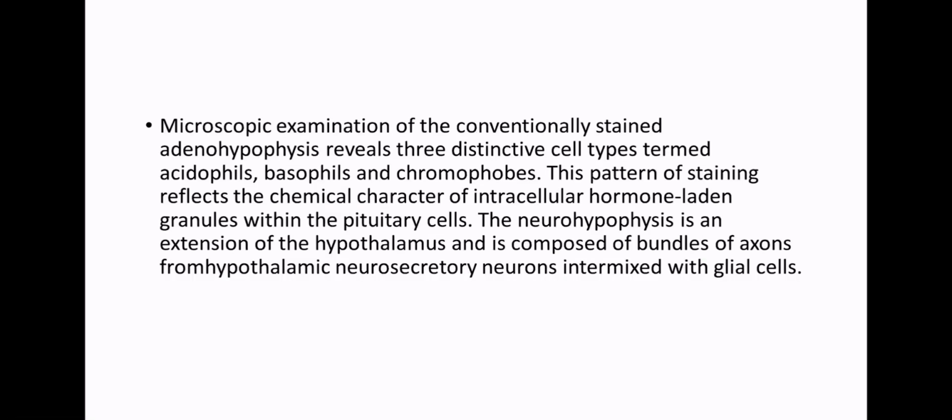Microscopic examination reveals that the hypophysis has three distinctive cell types: acidophils, basophils, and chromophils. This pattern of staining is because of the intracellular hormone-laden granules within the pituitary cells. The neurohypophysis is the extension of the hypothalamus and is composed of bundles of axons from the hypothalamic neurosecretory neurons intermixed with glial cells.